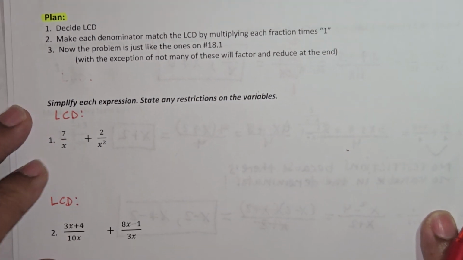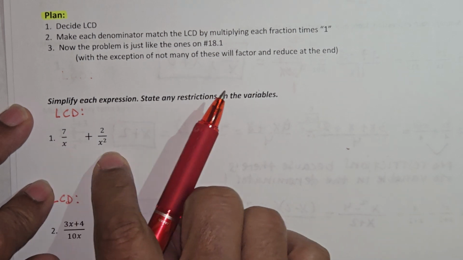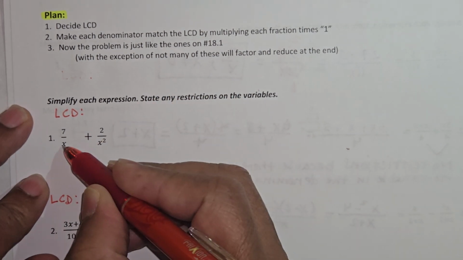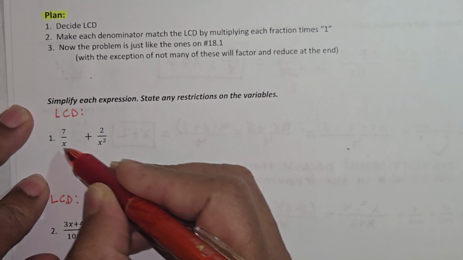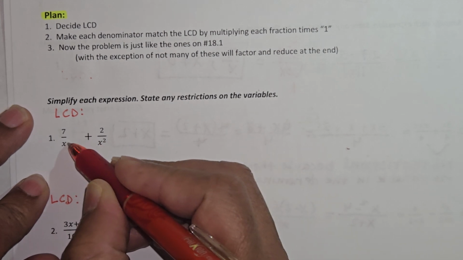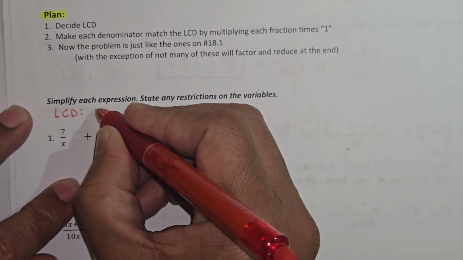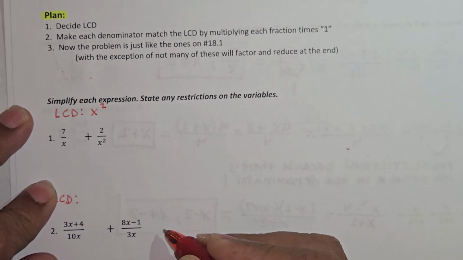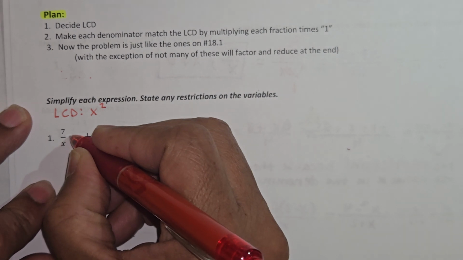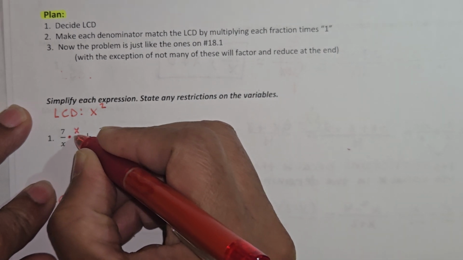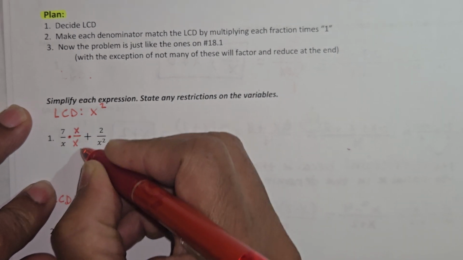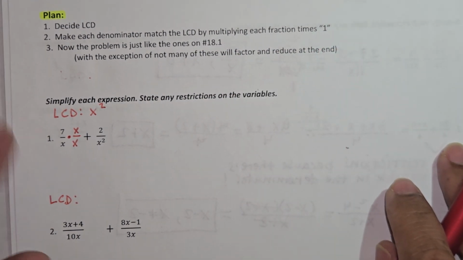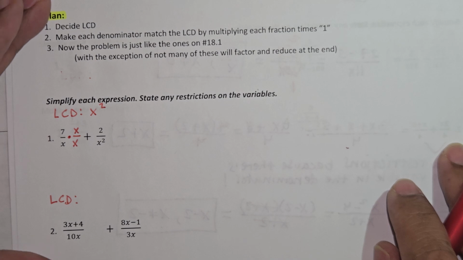So let's start with number one. For number one, determine the LCD first. This has an x squared, this has an x. So this is the highest, which means this one should also be x squared. So then the LCD is x squared, that's step number one. Then we are going to multiply by 1, okay? Because I hope you remember that x over x is the same as 1. So we're just using the number 1 in such a way that it helps us work out this problem.